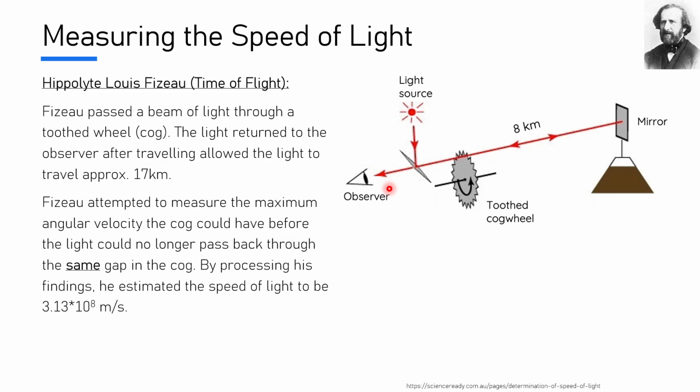By knowing this maximum angular velocity, he was then able to process his data and got what we would consider now quite a respectable estimate, 3.13 times 10^8 meters per second. Again, this number is off, but considering the rudimentary nature of his experiment, he did again do quite a sufficient job.